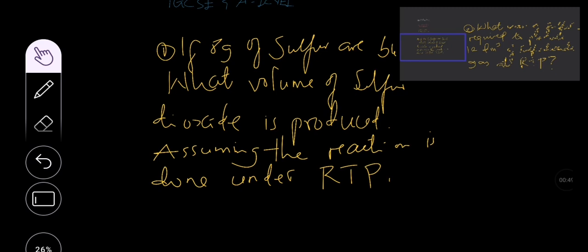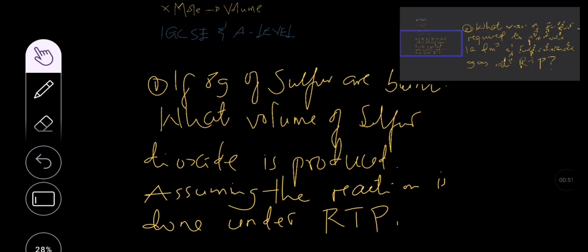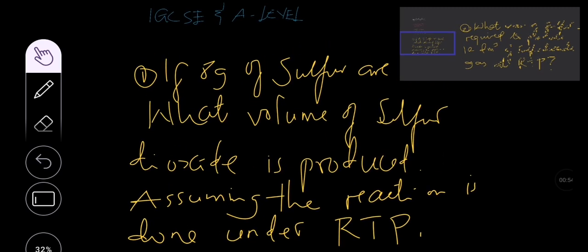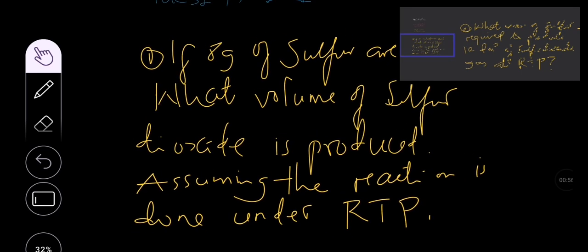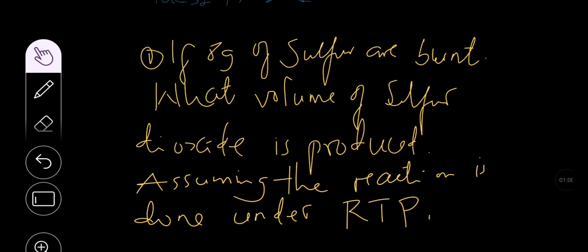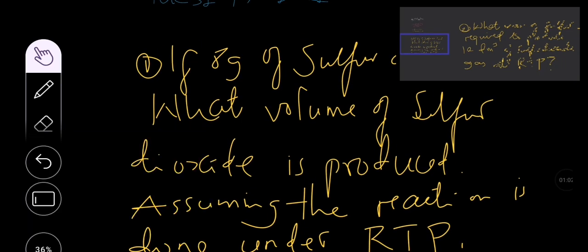All right, so let's dive into question number one, the question that we have here. That is going to help us to understand some concepts about stoichiometry. All right, so this question, let me try to zoom out. Yes, I think you can see it clearly.